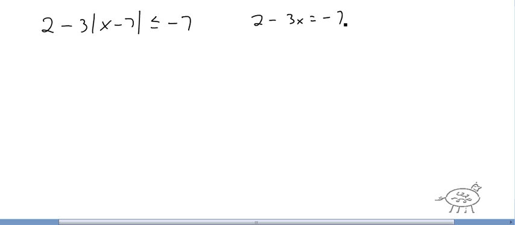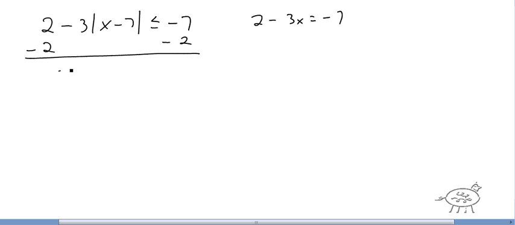Okay, so let's try a little more complicated problem. 2 minus 3 times the absolute value of x minus 7 is less than or equal to negative 7. Again, this problem is just like 2 minus 3x equals negative 7. You're going to do everything like normal. Subtract 2 from both sides. Again, please do not distribute the negative 3 with that absolute value of x minus 7. It's very bad to do.